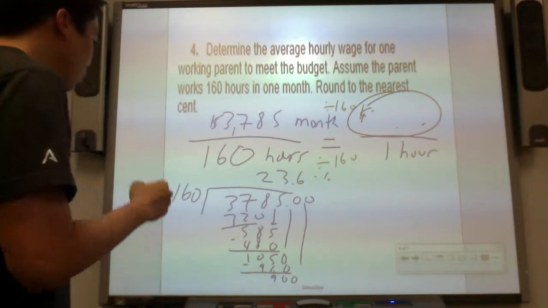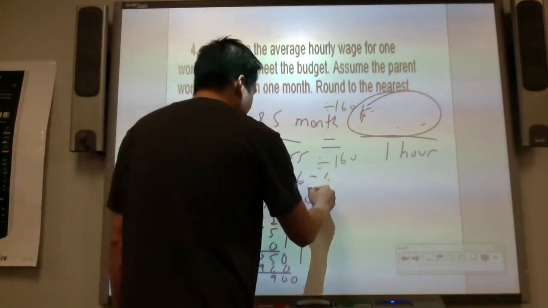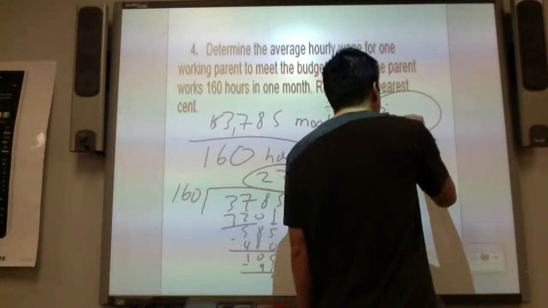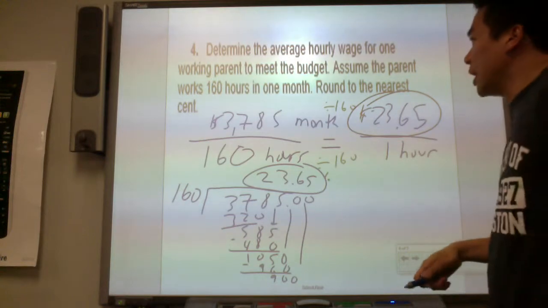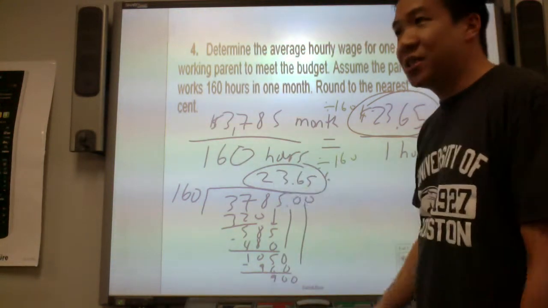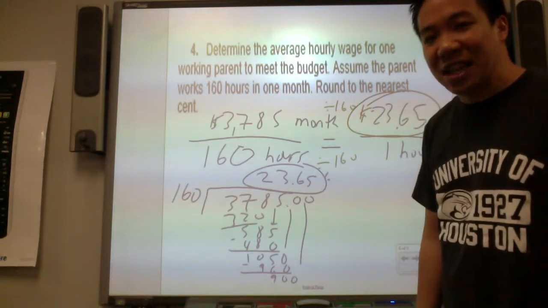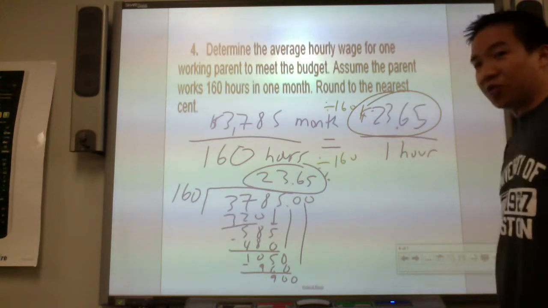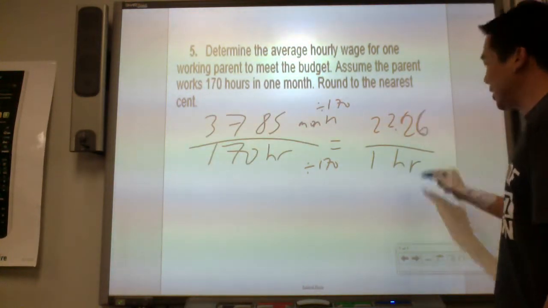How many groups of 160 go into 900? Well, 6 is too large. So it's 5 times. Okay. So it's about $23.65. I apologize. So if someone makes $3,785 in a month and they work for 160 hours, that means they need to make $23.65 per hour to survive. And this one is $22.26.